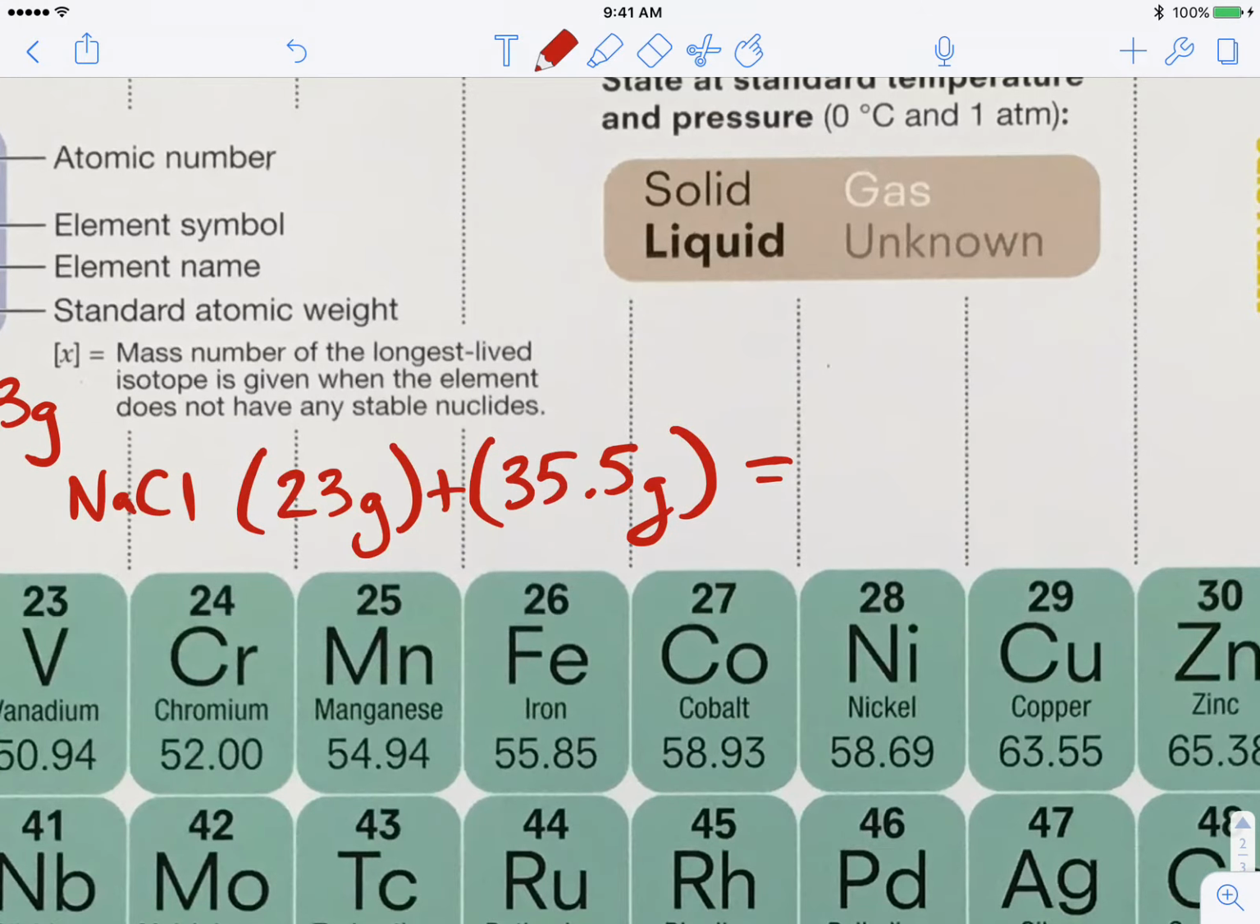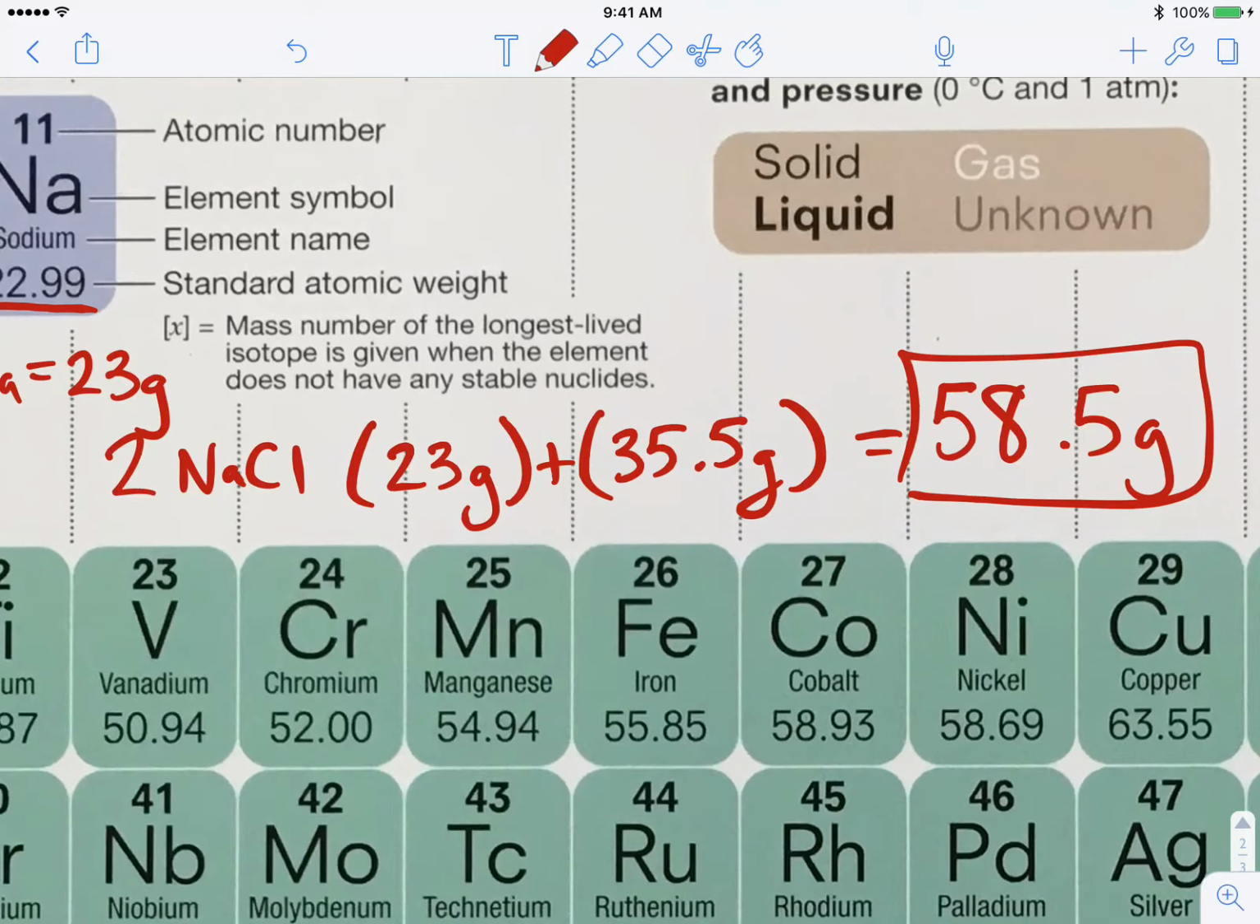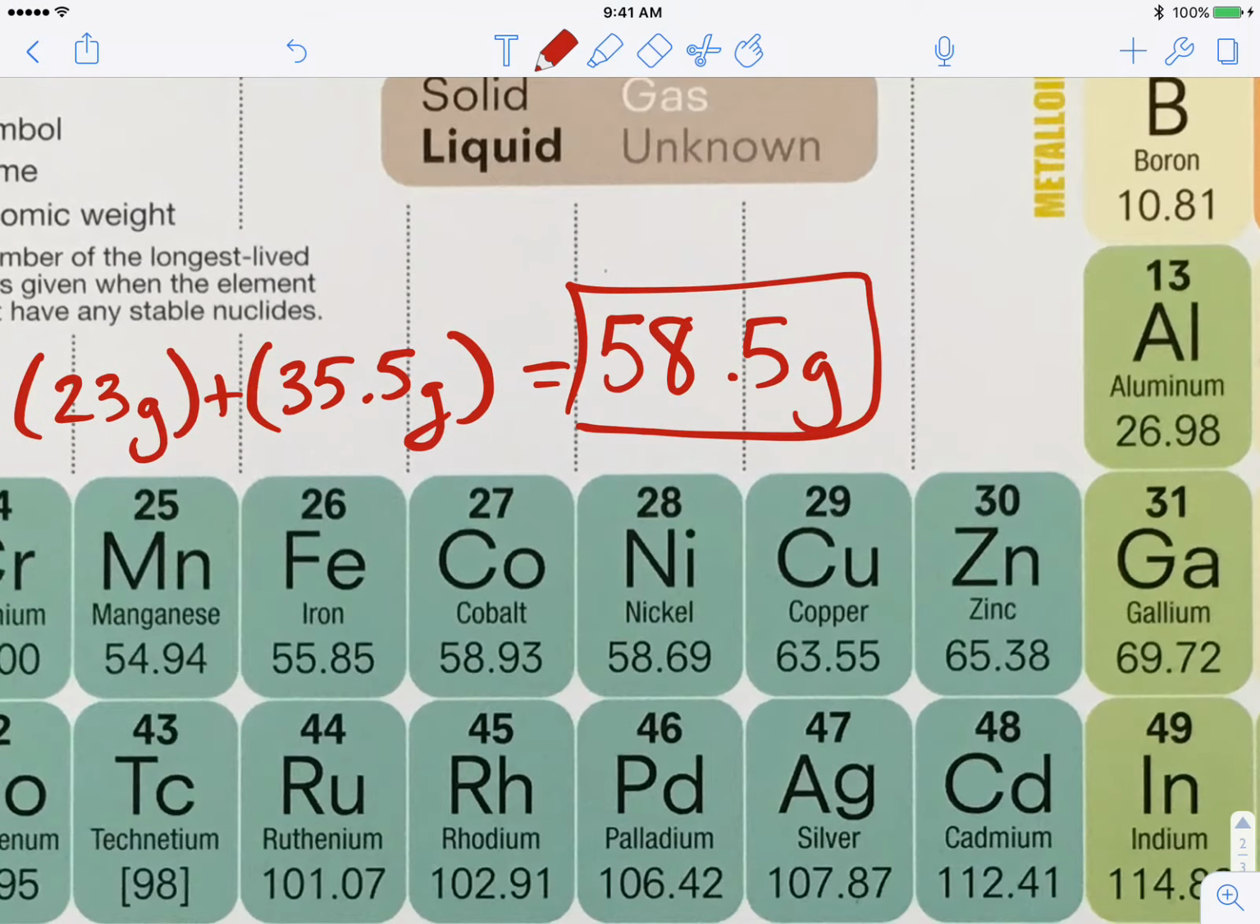Let's see what it is. 23 plus 35.5 is 58.5 grams. And that would be the molar mass of NaCl. If I were to have 2 moles of NaCl, I would just simply double this number to get a total mass of 117 grams.